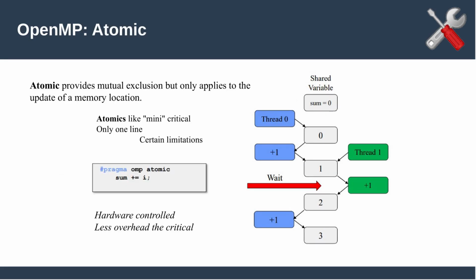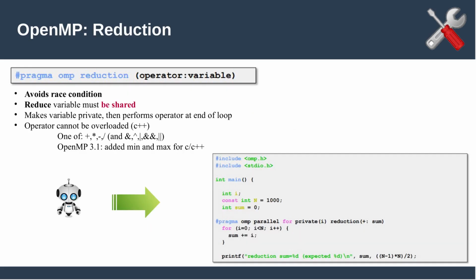OpenMP's atomic operations act as mini critical sections, offering mutual exclusion for single-line memory updates. They are hardware-controlled, resulting in less overhead compared to critical sections. However, atomics have certain limitations, as they only apply to the update of a memory location, ensuring efficient synchronization with minimal performance impact.